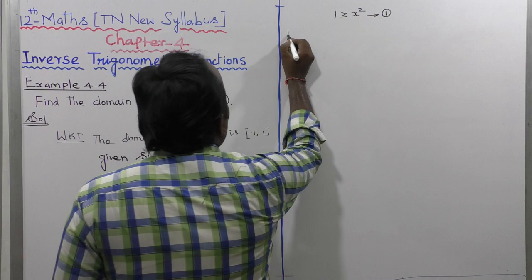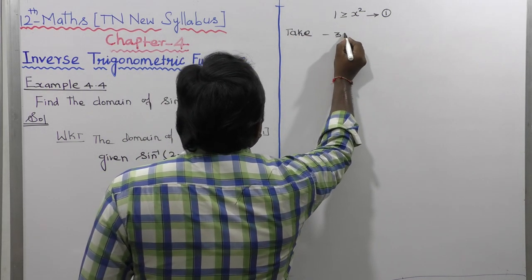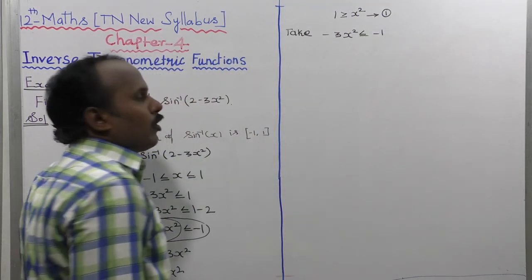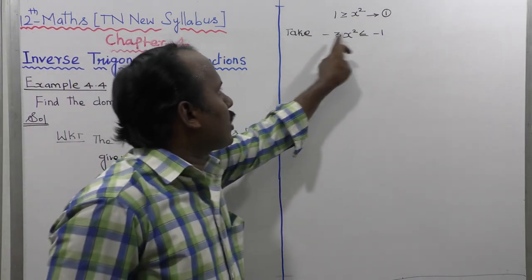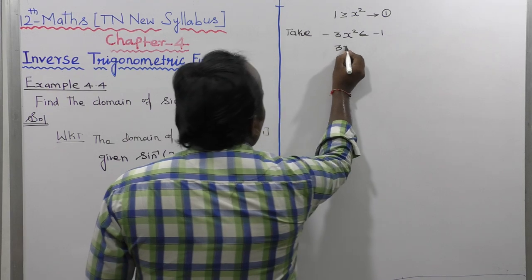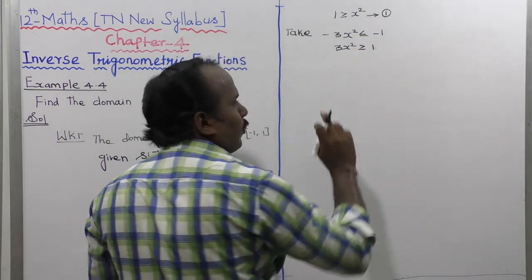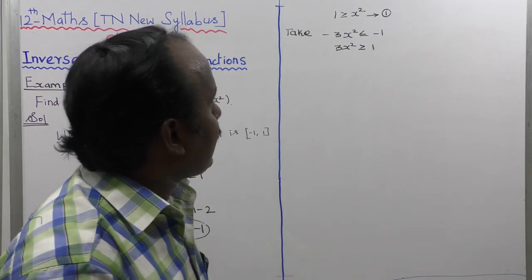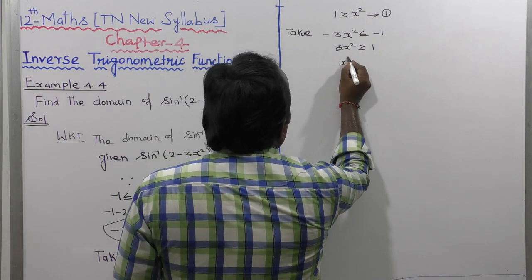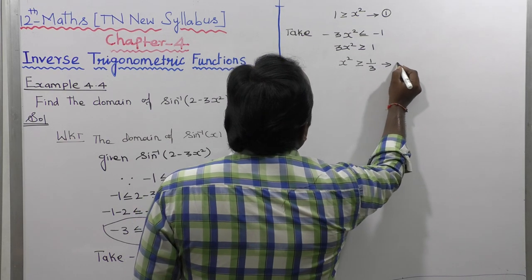Let us take the second two terms: minus 3x square is less than or equal to minus 1. Next, multiply on both sides by minus. So 3x square is greater than or equal to 1. When we multiply by minus, the sign changes, the inequality changes. Next, x square is greater than or equal to 1 by 3. This is equation number 2.